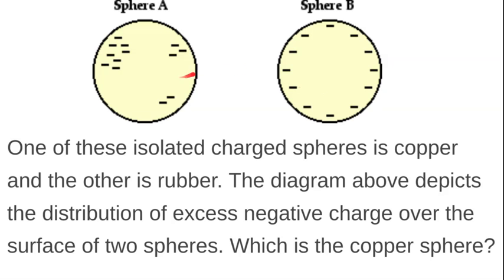So just by looking at these two, you can tell that this one must be an insulator because the charge is clumped. It won't let the charge move around. And this one, sphere B, must be a conductor because it let the charge move around.